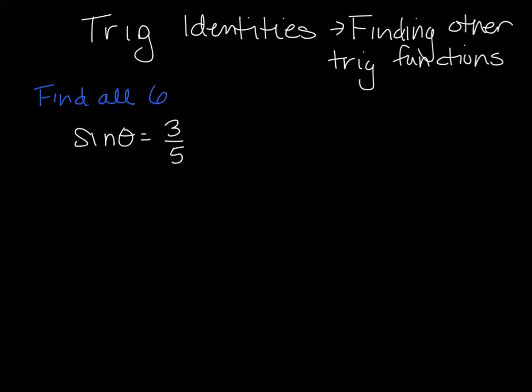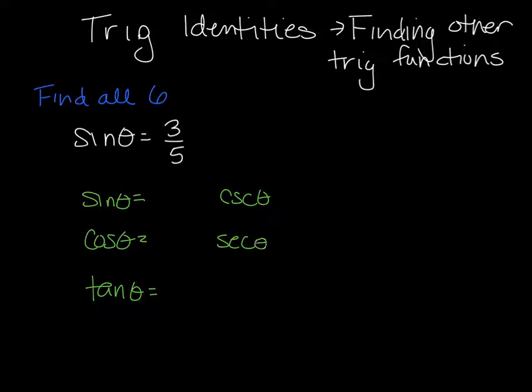Okay, so I need to fill this in. I've got sine equals, cosine equals, tangent equals. And then we've got the reciprocals, cosecant, secant, and cotangent. So fill in what I know already. I already know sine is 3/5. And then the reciprocal identity says I can flip that over and go 5/3. So that's easy. Those 2 are done. Usually you can get 2 done right away, right off the bat from there.